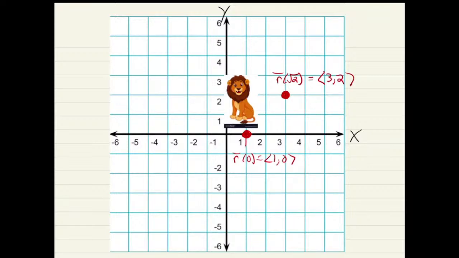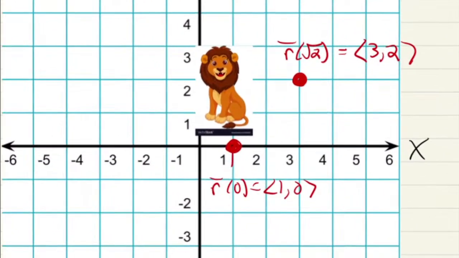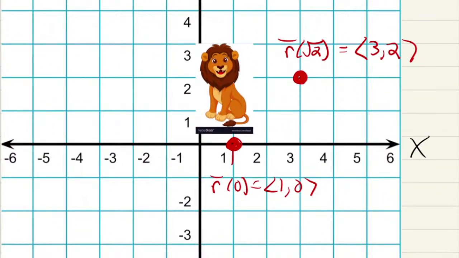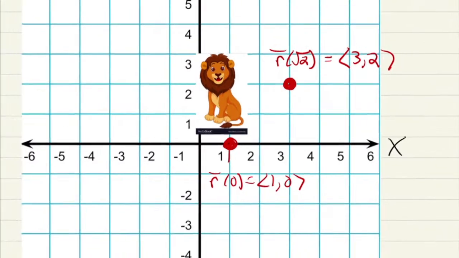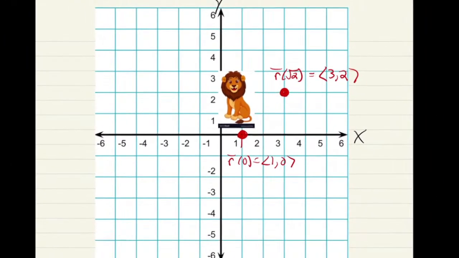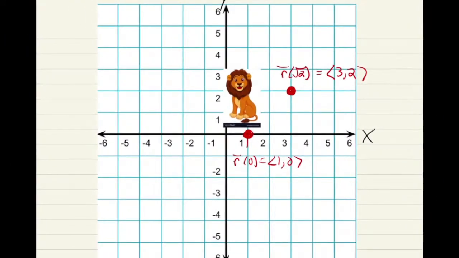Okay, so there we go, folks. We have an idea of the lion's movements, kind of, sort of. We know where the lion started and where the lion ended up at the end of your filming. We still don't know very much, do we?